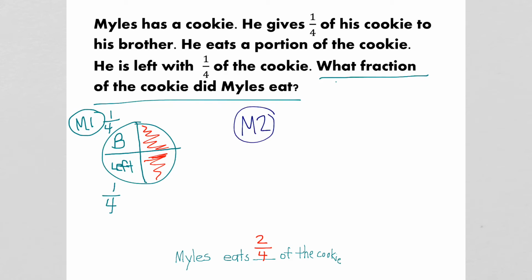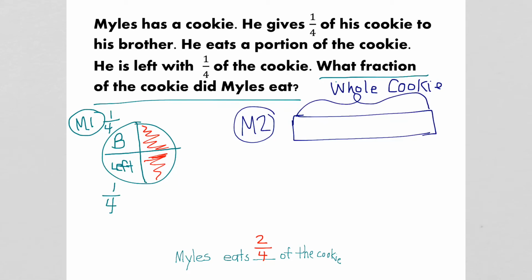We're going to do a bar. The bar is representing the cookie. So here's 1 whole bar, which represents 1 whole cookie. I can even label it as a whole. I labeled it as a whole cookie. And we know by our denominator right here that whole cookie Miles broke into fourths. He broke his whole cookie into 4 equal pieces. So I'm going to break my bar into 4 equal pieces.